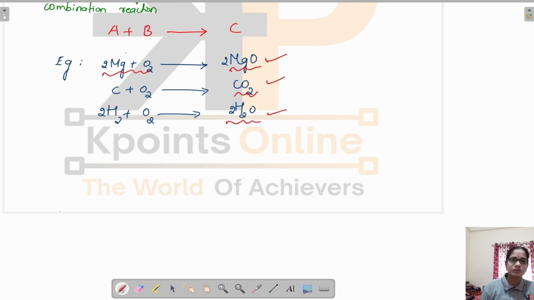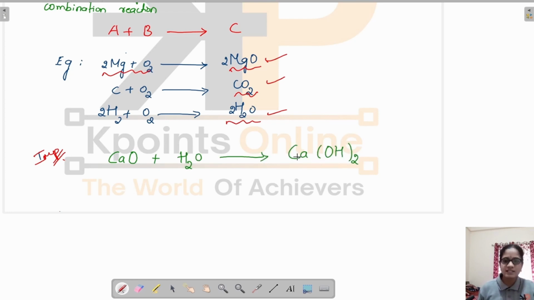Okay, and one more important example is the formation of calcium hydroxide. That is mentioned in your NCERT syllabus also. When calcium oxide reacts with water, it forms calcium hydroxide. Is the equation balanced? Yes, the equation is balanced. Calcium oxide is also called quicklime.